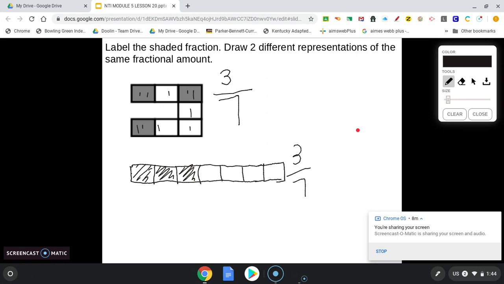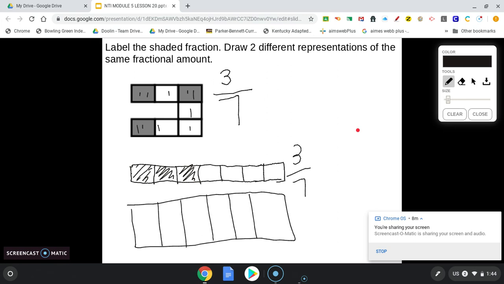Did I cover the same area in both of these? Do both of these represent 3/7? Yes, they do. Now, if I had drawn it this way and said, okay, 1, 2, 3, 4, 5, 6, 7, and shaded those in, do they show 3/7? No, why not? Very good. The units are much larger in this one than they are in these two. So the units must be the same size. Way to go. Excellent job.